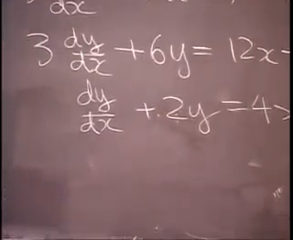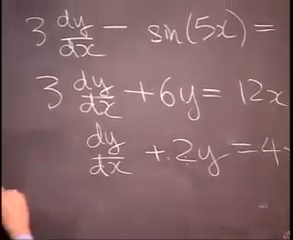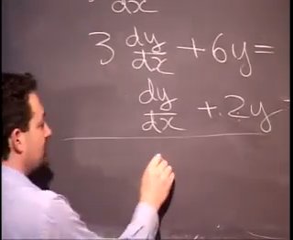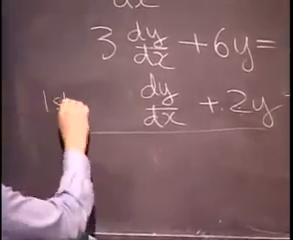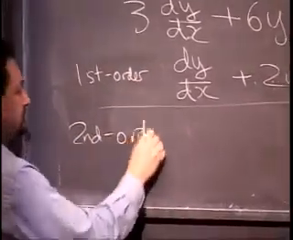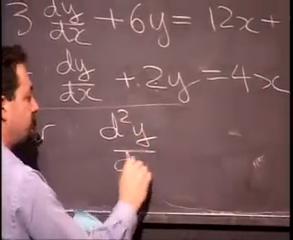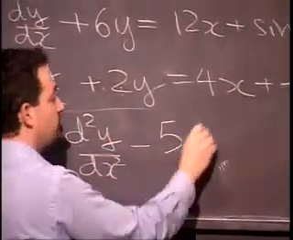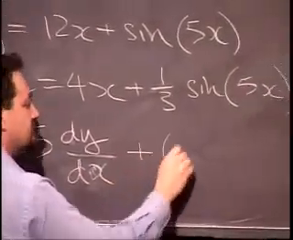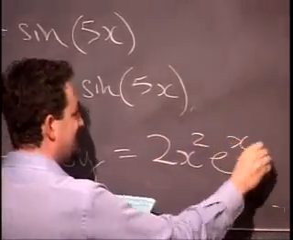Okay, so let's look at a second order case. I'm not going to tell you how to solve it just yet, but we'll come back to it. A second order example would be something like this: d2y/dx squared minus 5 dy/dx plus 6y equals 2x squared e to the x.